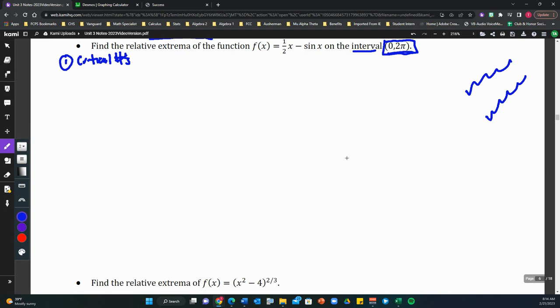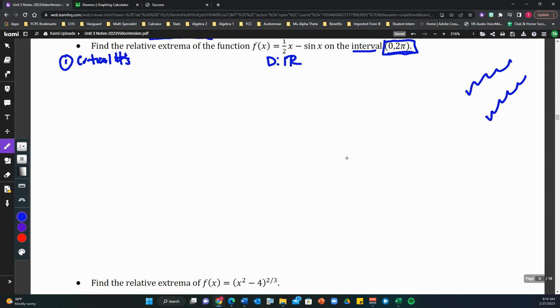Now let's analyze a little bit about our original function, talk about domain. So 1/2 x, that is a polynomial function. Domain is all reals. Sine of x, trig function. Again, that's the set of angles on the unit circle paired with the y-coordinates at those angles. Every angle has a y-coordinate, so the domain for sine is also all reals. And so when we combine the two, our domain is all reals.